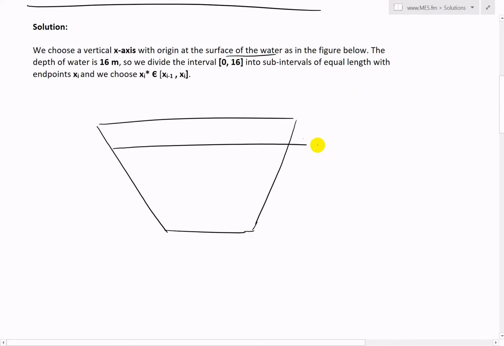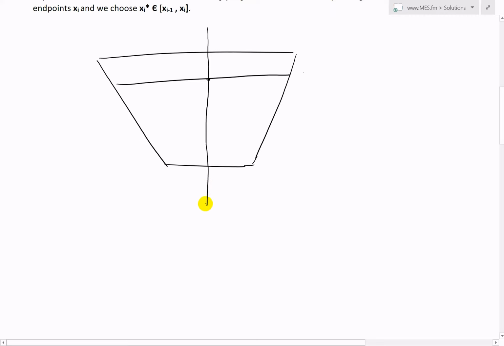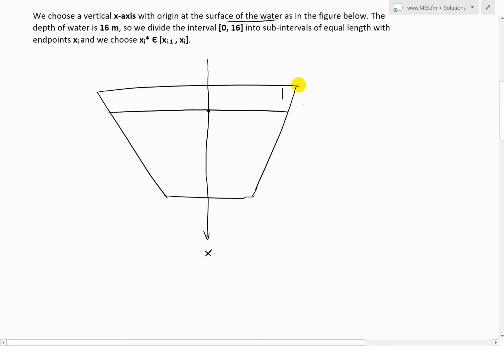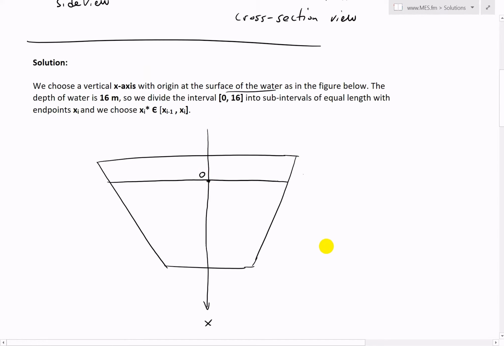Now the water level is across here at 4 meters depth. And I'll draw the origin of the axis right across here. I'll draw this going all the way down. So this is our x-axis, and the origin is 0 right here. Now we have it like this. This will make more sense as I get through it.